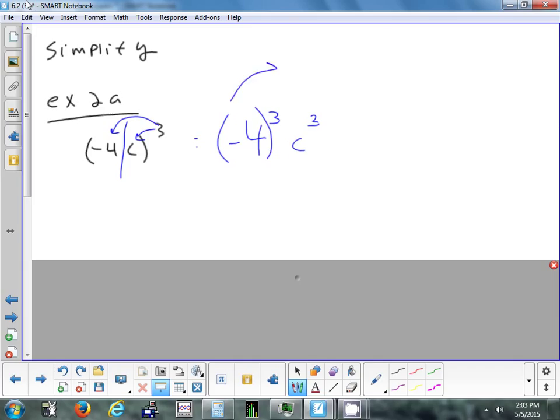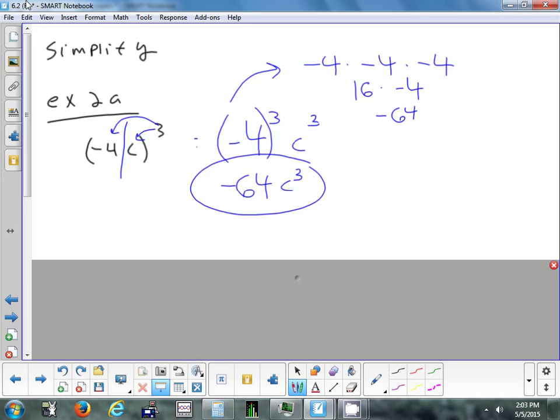So I'm just going to draw a little arrow here so you guys can see it. It's negative 4 times negative 4 times negative 4. Negative 4 times negative 4 is what? Positive 16, right? 16 times negative 4 is negative 64. Good. So I simplified this, right? Negative 64, and then c to the third. That's my final answer right there. Negative 64, c to the third.